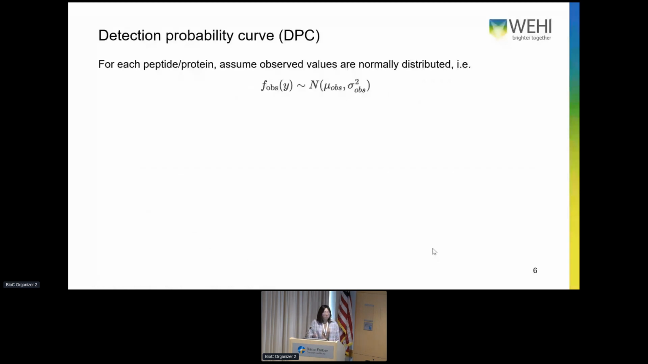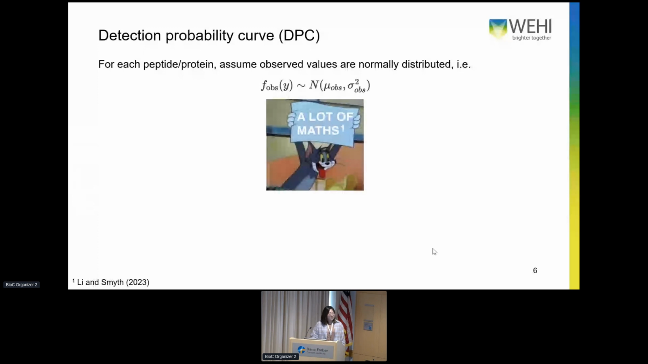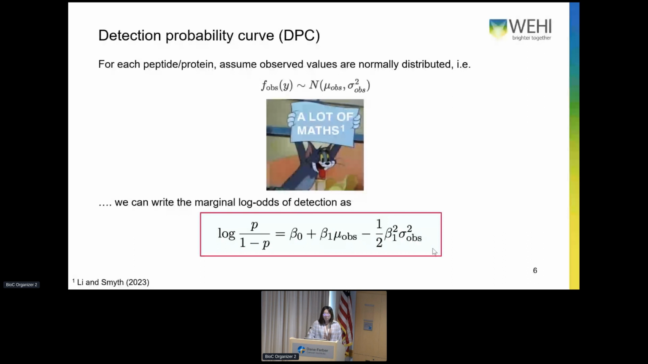Based on these observations, we next propose a probabilistic model for detection, where for each peptide or protein, we assume that the observed values are from a normal distribution with the mean of mu observed and variance of sigma squared observed. These two quantities can easily be estimated from the observed data. With a bit of maths, we can show that just based on this normality assumption, we can write the marginal log odds of detection as this highlighted equation here. This defines the detection probability curve, or DPC for short.